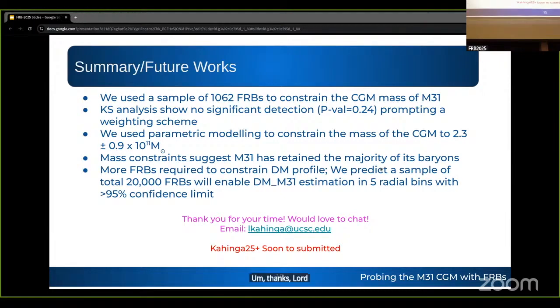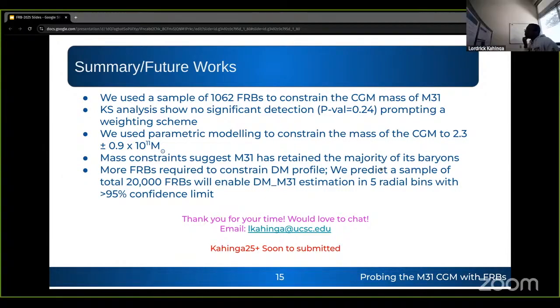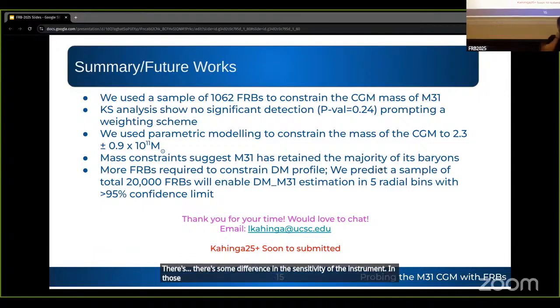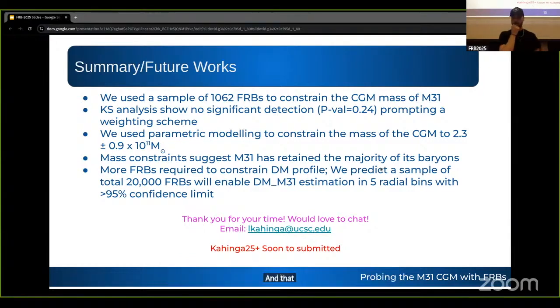Thanks, Lordrick. This is Duncan Lorimer from WVU. I was wondering if there are any significant differences in the sensitivity of CHIME in the control sample versus the M31 sample, and did you take those into account? The two samples are in different parts of the sky, and so presumably there's some difference in the sensitivity of the instrument in those different areas, and that could lead to different DM ranges.